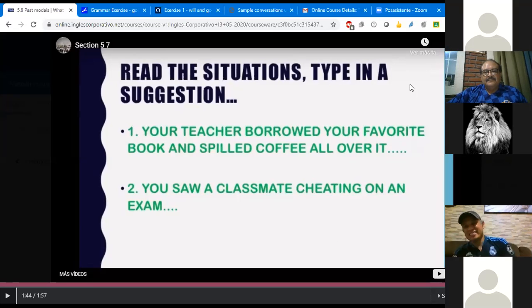Near to the book. Okay, I couldn't hear you because it sounds like it's cutting out, right? When you speak, I think it's the connection. If you can write it in the chat, it would be good. But let's see here. Your teacher borrowed your favorite book and spilled coffee all over it. Then if you say, you know what? I lent my favorite book to my teacher and he spilled coffee all over the book.